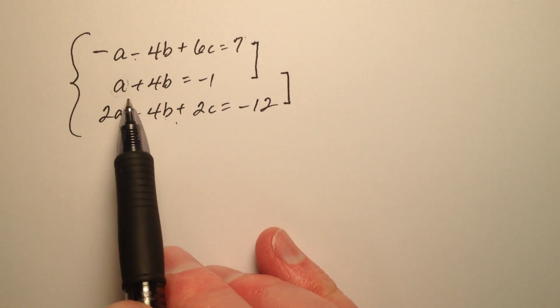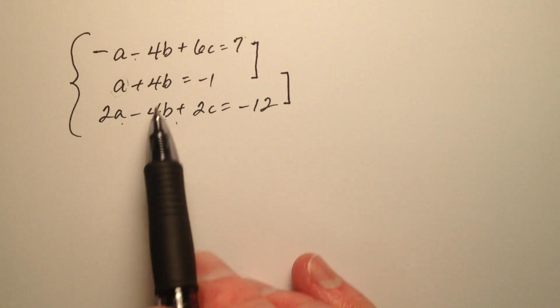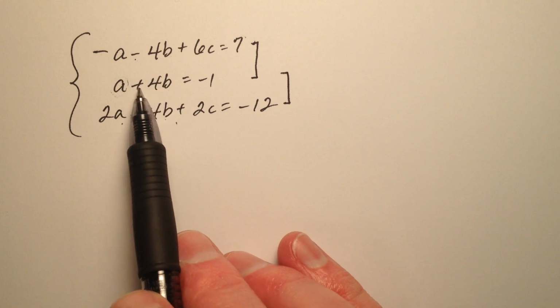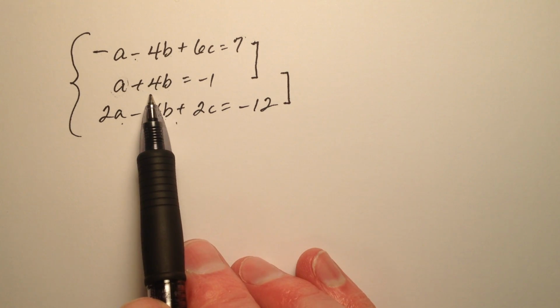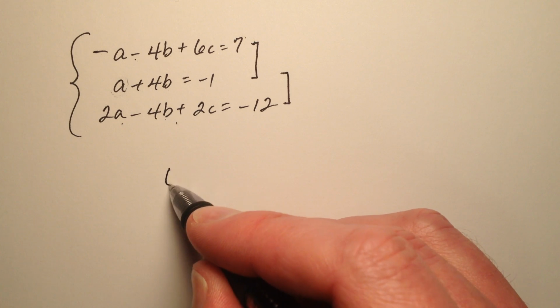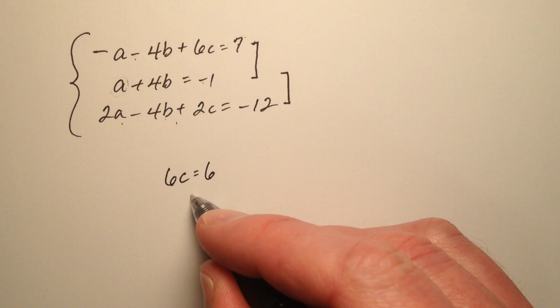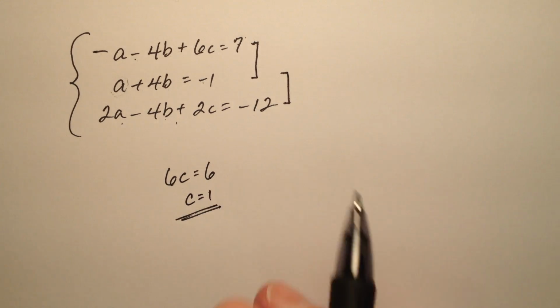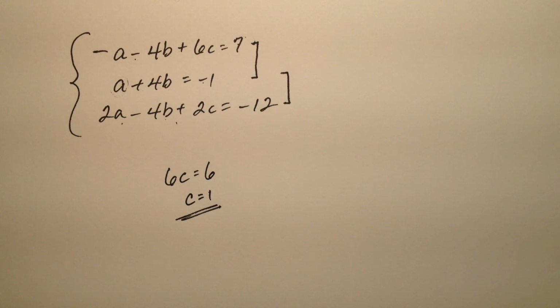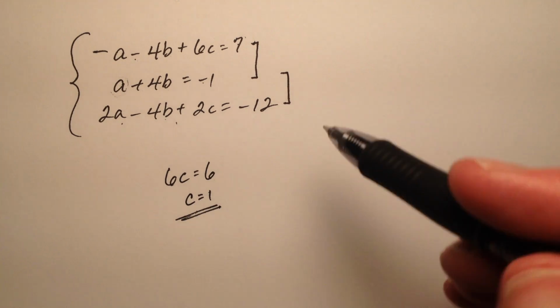So negative a and positive a cancels each other out. Negative 4b and positive 4b, well, the b's cancel out as well. So I'm left with 6c equals 7 minus 1, which is 6. Actually, that gave me a value of c right off the bat. So I know that c equals 1. Well, let's go ahead and continue.